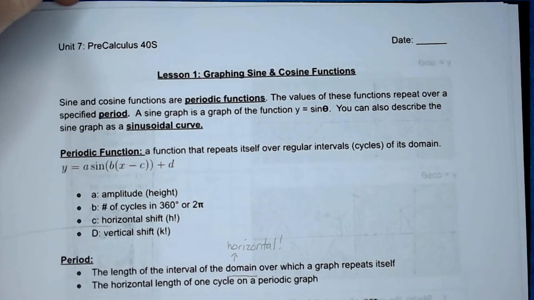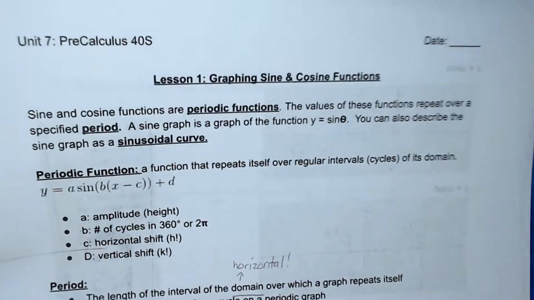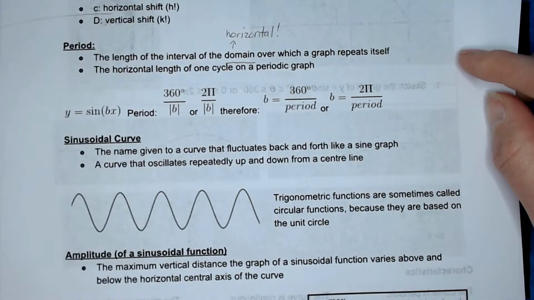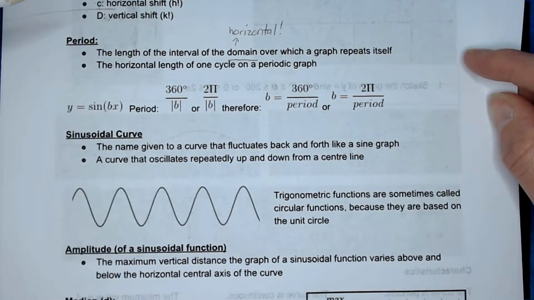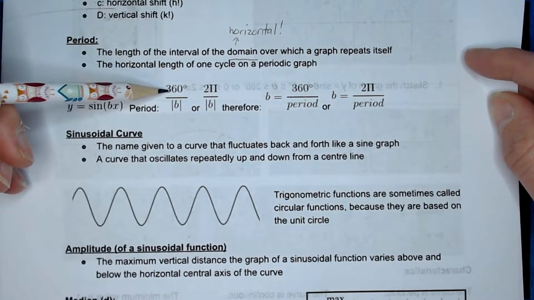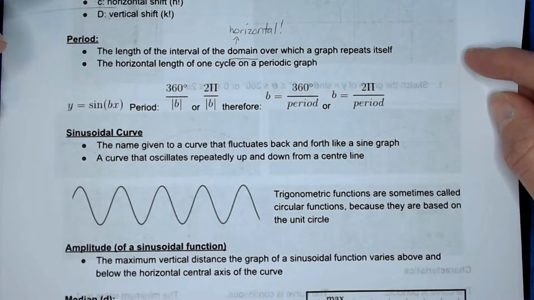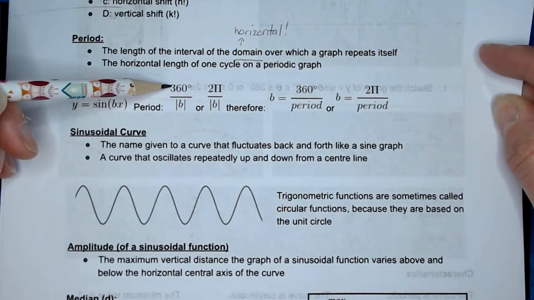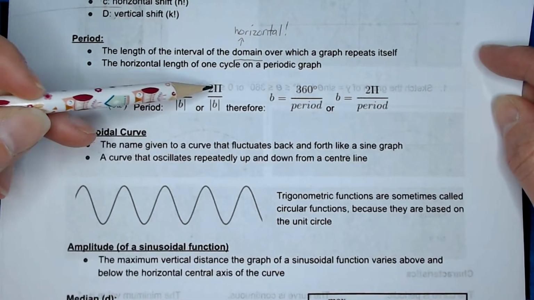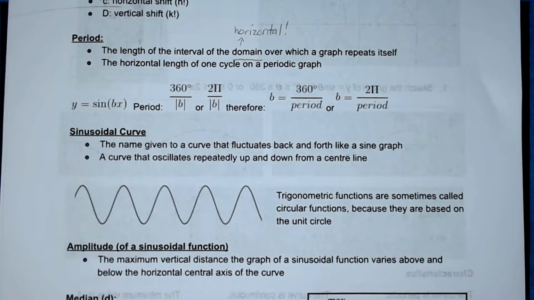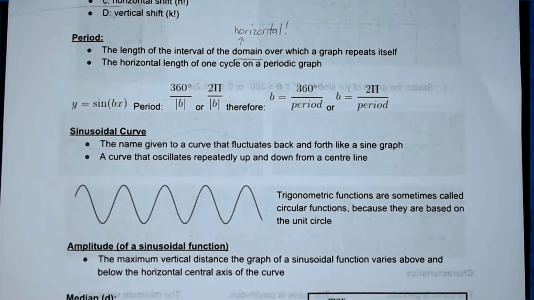We'll just finish defining the terms that were provided. The first one is period. The period is the length of the interval of the domain over which a graph repeats itself. We have two ways we can figure that out. We can figure out the value for b, which fills into the formula we have up here. We can do that by going 360 divided by b, or 2 pi divided by the absolute value of b. It depends on the domain that the question is asking you for.